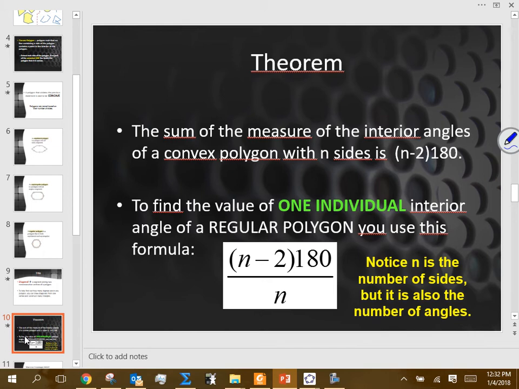Every regular polygon is convex. You might want to write this down. Every regular polygon is convex. However, is every convex polygon regular? No. And that's important. That's what I said yesterday.